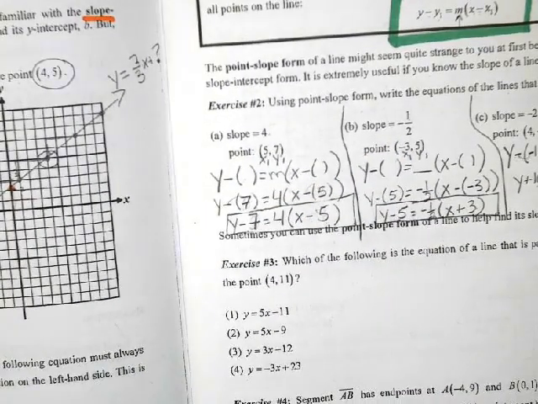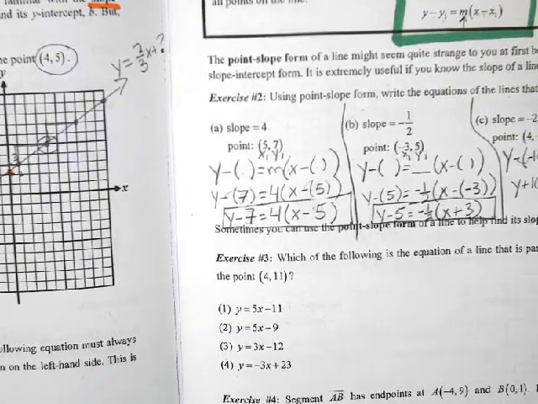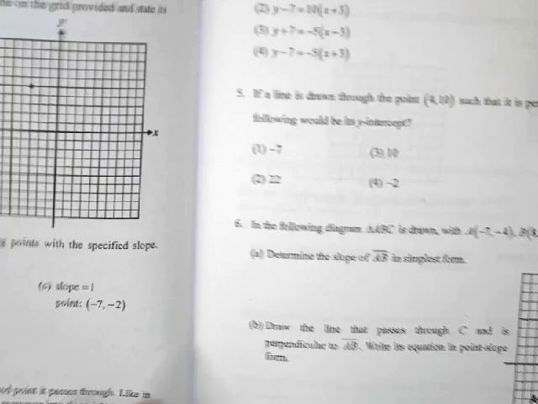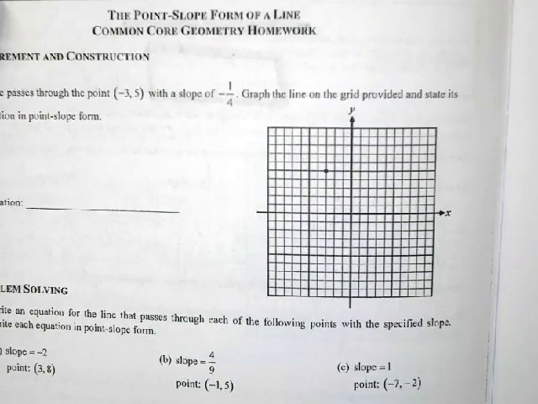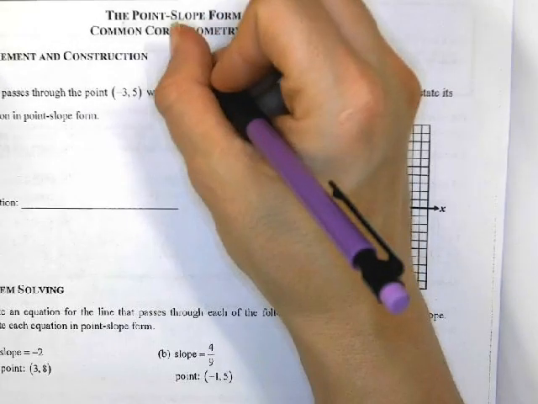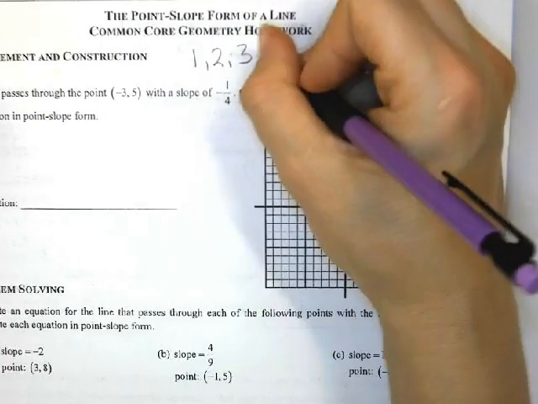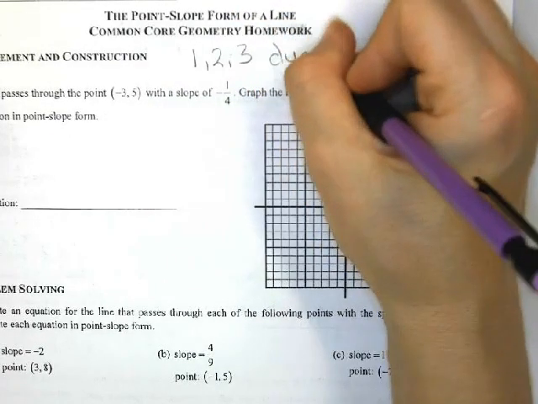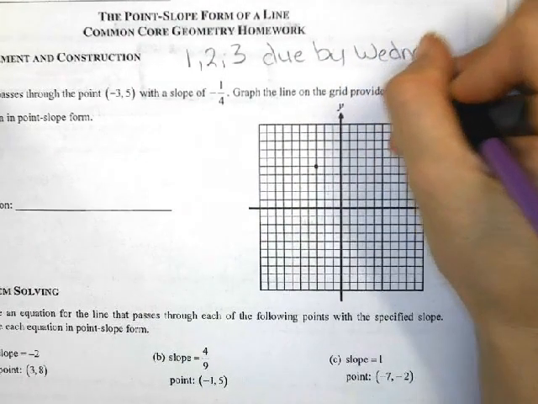Alright, so now for extra credit, if you would like to do so, on page 15 and 16 in your books. Now if you want the extra credit, you can do so. If you do not want the extra credit, don't worry about it. For right now, if you guys want to work on just 1, 2, and 3, due by Wednesday.